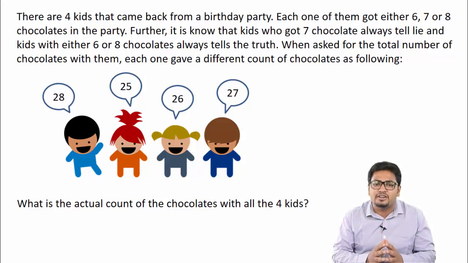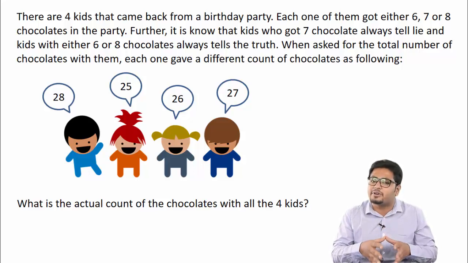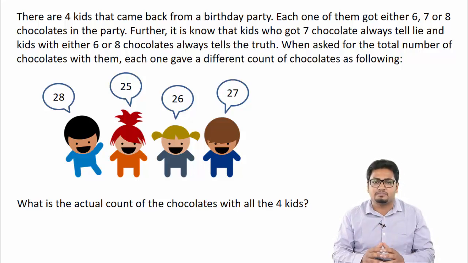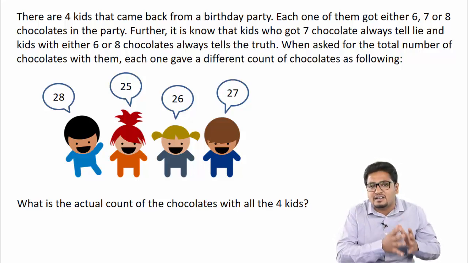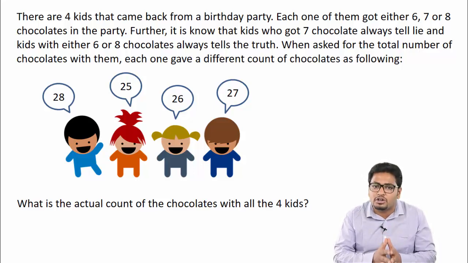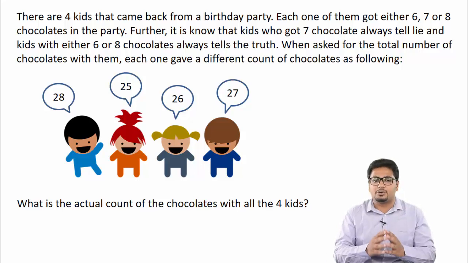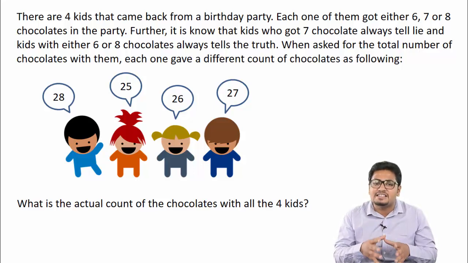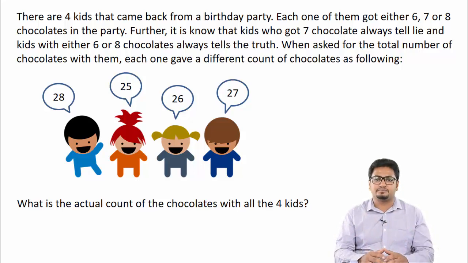An important concept here is that we don't have to take separate cases assuming each kid as the truth teller one by one. There is another constraint given in the problem. Number of chocolates for truth teller and liar and total number of chocolates are given to us. So instead of checking 4 different cases, we will focus on simple math and see if the numbers add up.